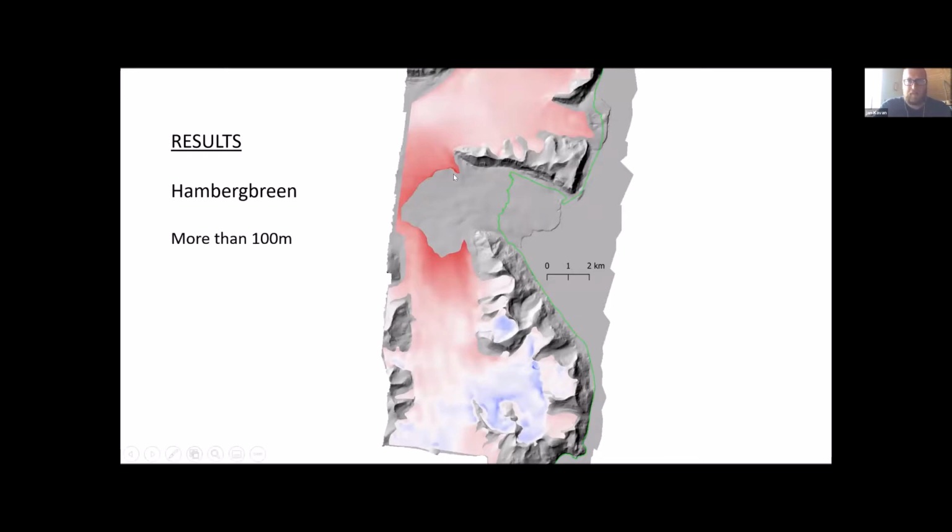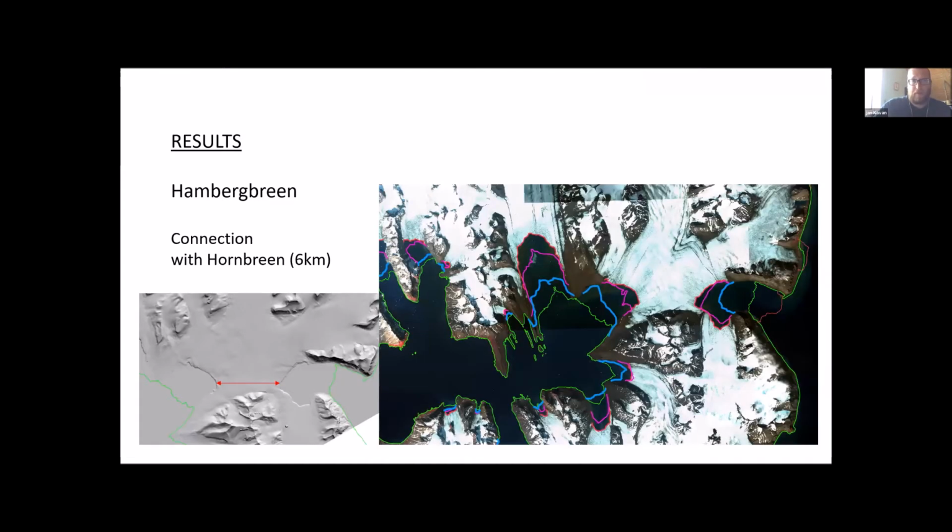again the Hamberg-Bran has lost more than 100 meters of ice thickness during the 50 years in the frontal part, and there is some more ice in the upper parts of the glacier. The Hamberg-Bran is quite interesting because it has a connection with the Hornbran, the big glacier flowing to the Hornsund, the big fjord.